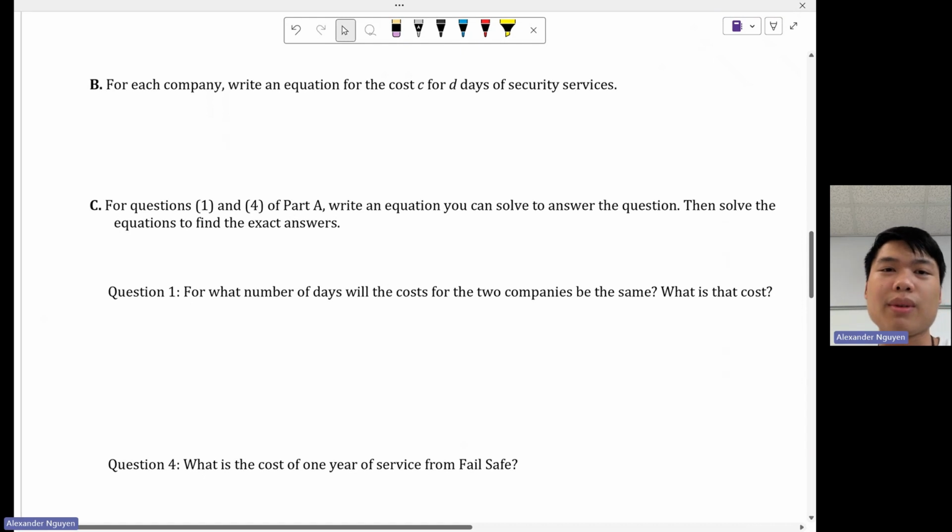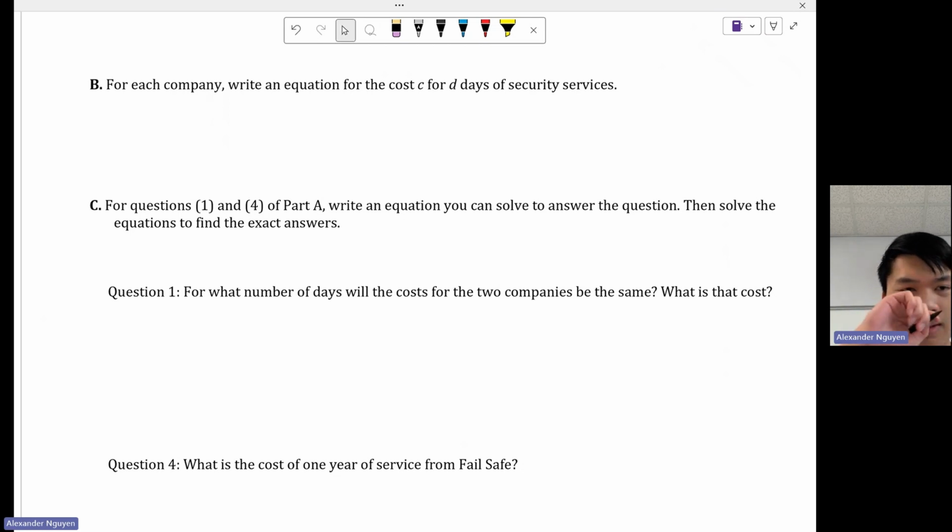For each company, write an equation for the cost C for D days of security services. So let's start with one of the companies. Let's start with Superlocks. You want to write an equation for the cost. The cost is C equals, and the variable we're going to use is D for the number of days.